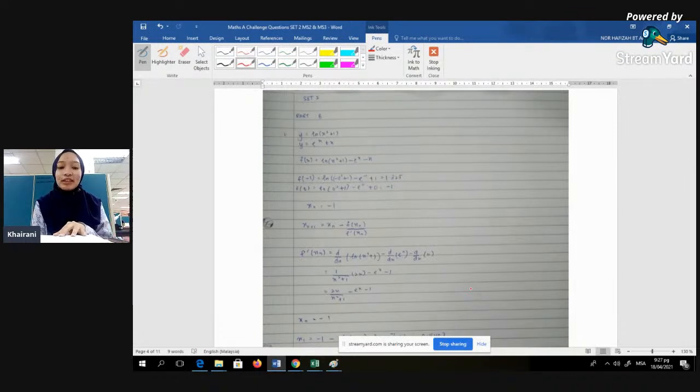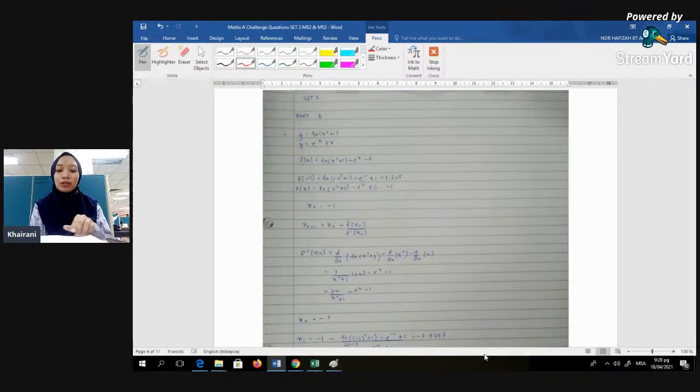So we have to differentiate it, and we get 2x over x squared plus 1. To find the root, we have to find x naught first. We find x naught by the algebraic method, and we get x naught equals -1. Then we use the formula x(n+1) equals xn minus f(xn) over f prime(xn).